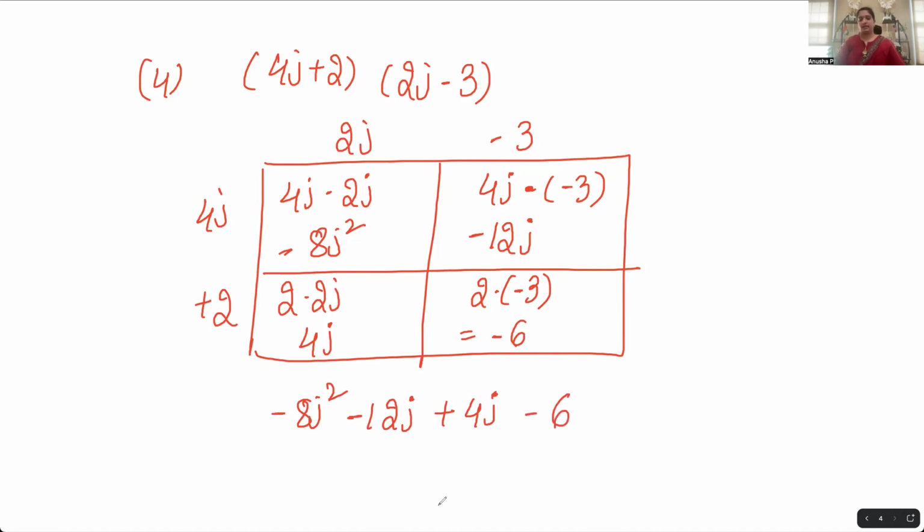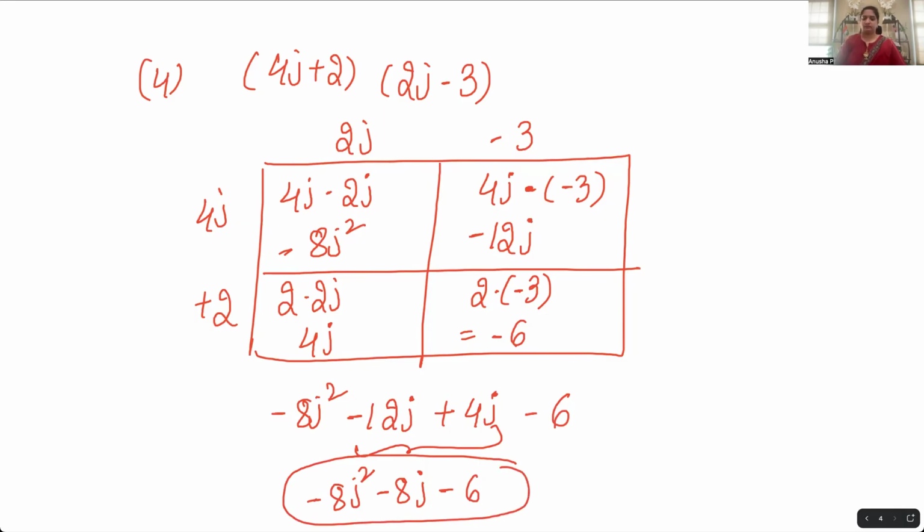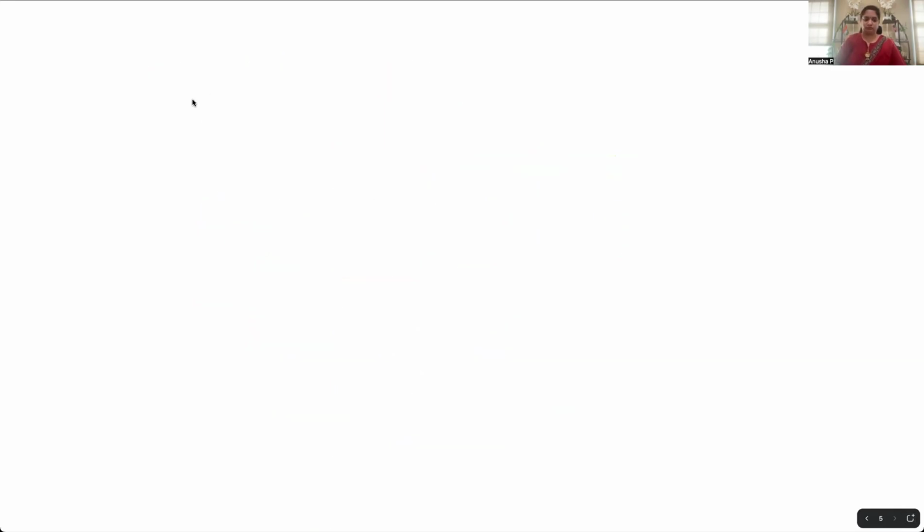Now we are combining the like terms. Here we have two like terms with the degree 1. 8j squared minus 12j plus 4j is 8j squared minus 8j minus 6. The last example.